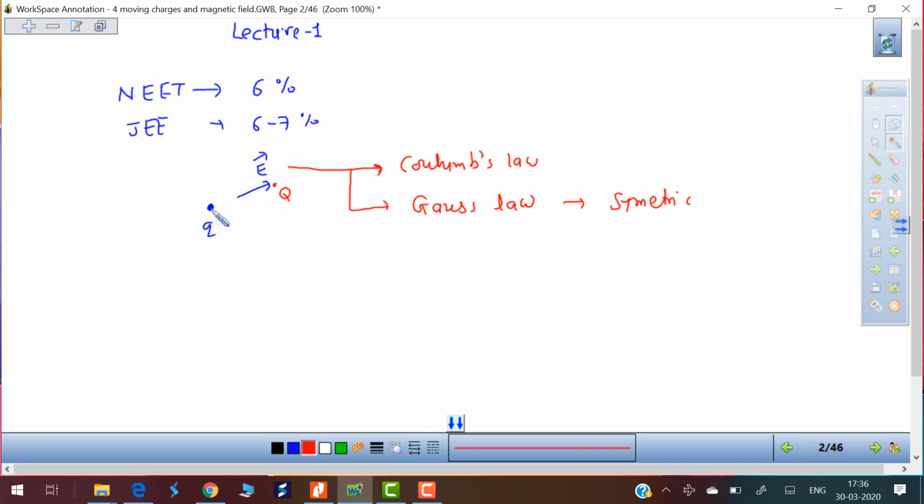Similarly, when charge comes in motion, surrounding to that we have magnetic field B, and B can be calculated again with two methods. One is Biot-Savart law, and second one is Ampere's law.